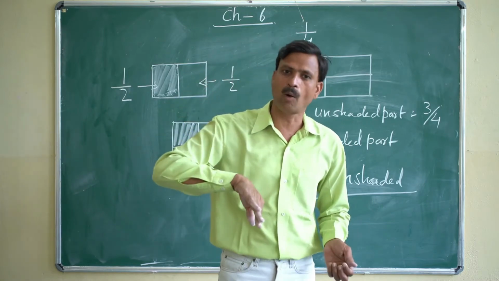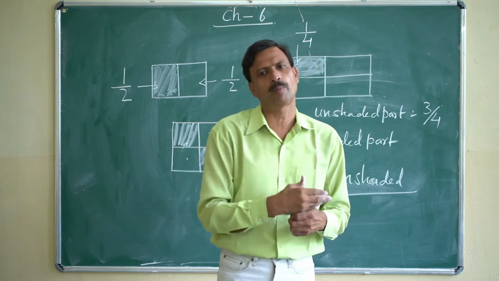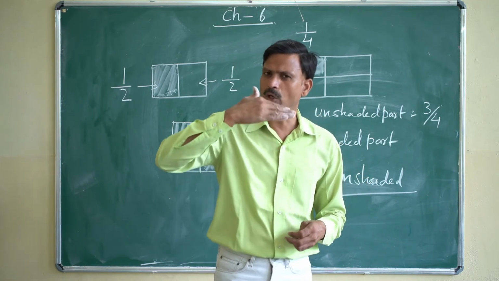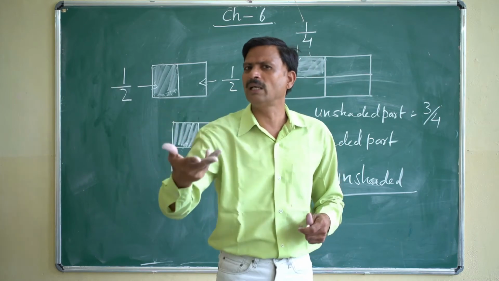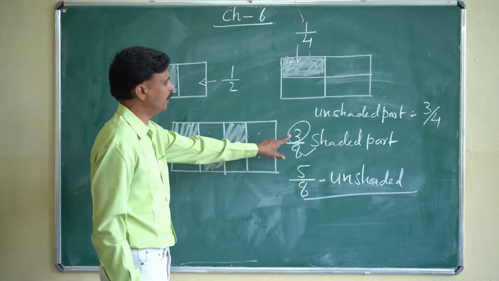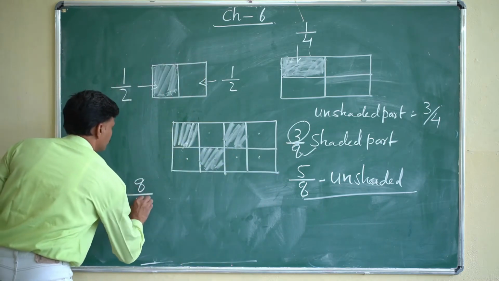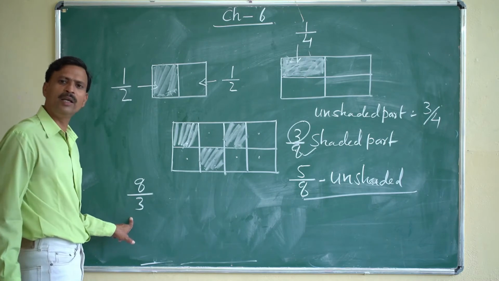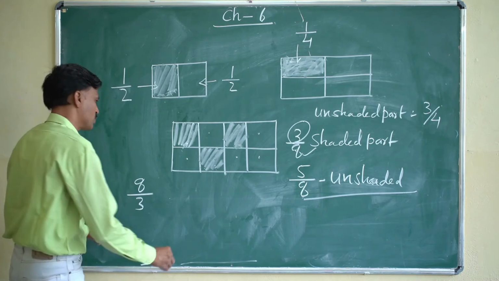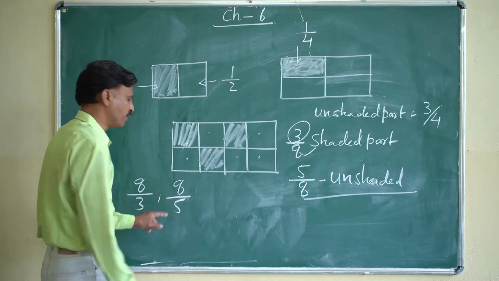Second is the improper fraction. What is the improper fraction? Just the opposite of the proper fraction, meaning the numerator must be greater than the denominator. Opposite of this. Suppose 3 by 8, it is written as 8 by 3. So this 8 by 3 becomes an improper fraction. 8 by 5 will also be an improper fraction.